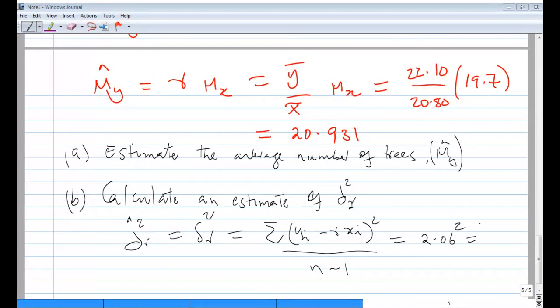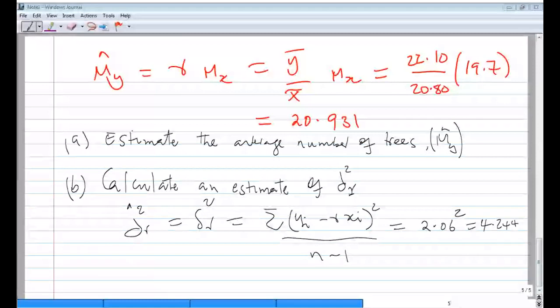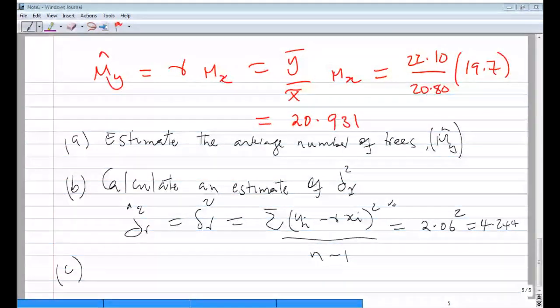What is the answer there? 2.06 squared is equal to what? 4.2436. So that's it. So that is the estimated what? Population variance under ratio estimation. Okay, it's fine. Now let's proceed. Number C. But remember, if it's not given, you have to calculate it using the formula, which is straightforward.